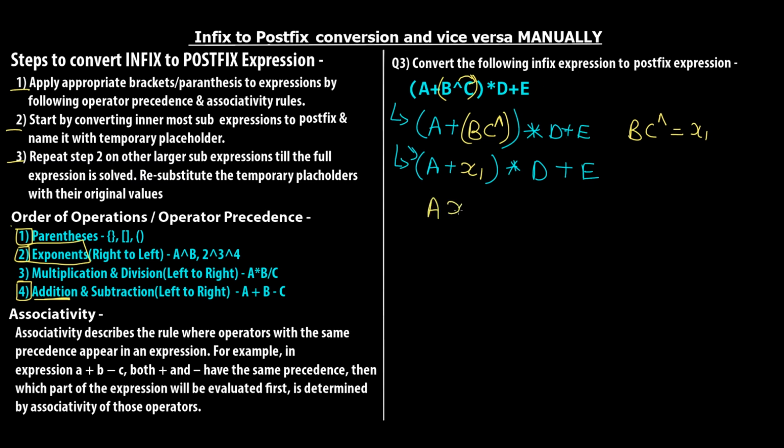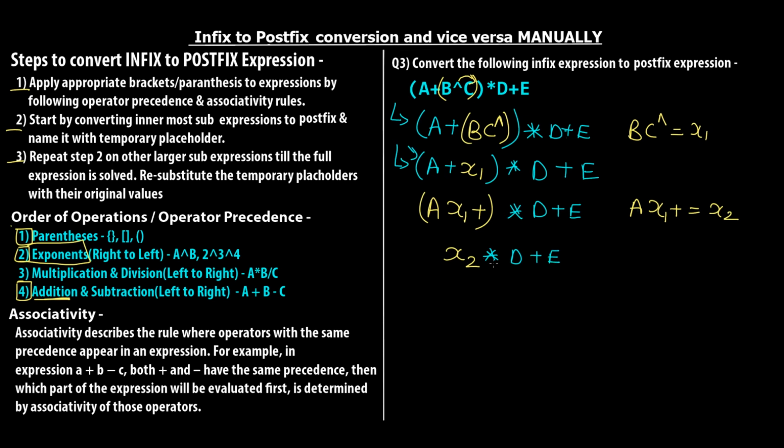So that would be a x1 and plus will come over here, and then we have star d plus e. Now again, ax1 plus can be replaced by x2. So we'll write x2 over here. Then we have star d plus e.